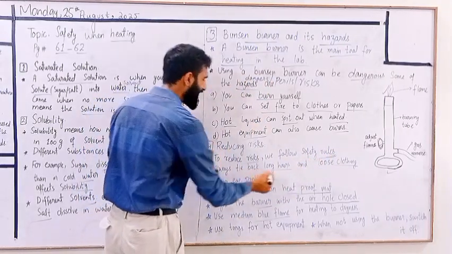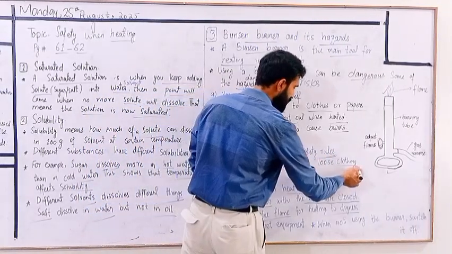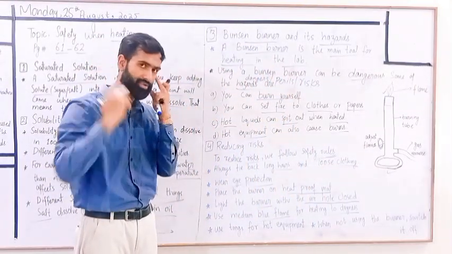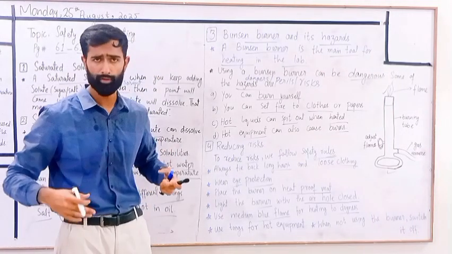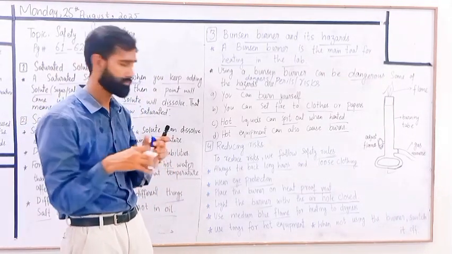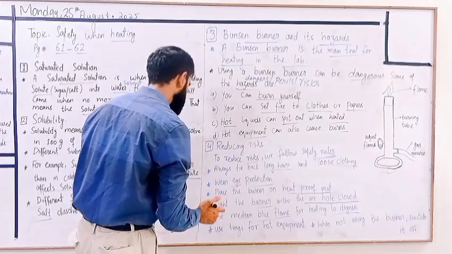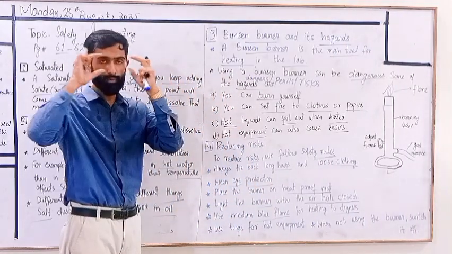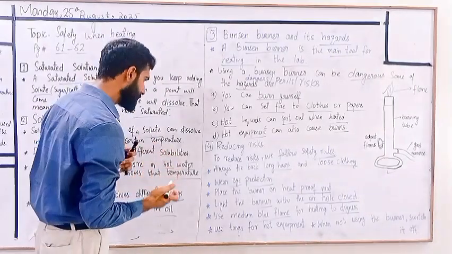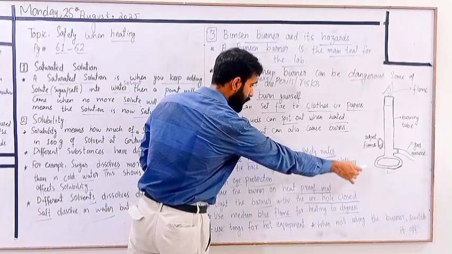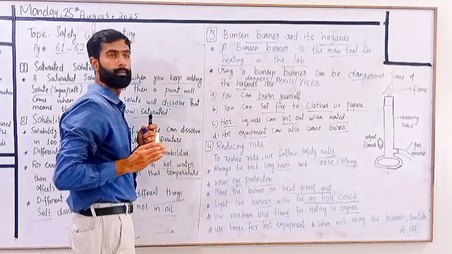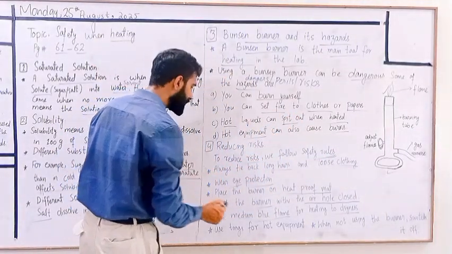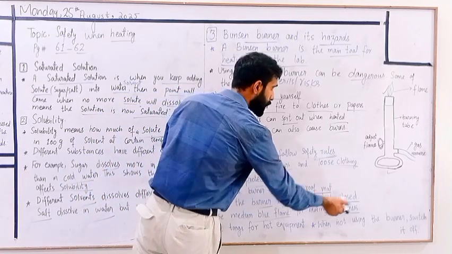Firstly, always tie back long hair and loose clothing. If you have long hair, just tie it back with the help of a clip or something. If you have loose clothing, tie it back with the help of a rope or something. Okay? Secondly, always wear eye protection. Third, place the Bunsen burner on a heat proof mat. The fourth one, light the burner with the air hole closed.